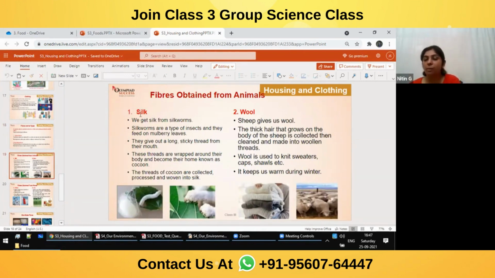Now, fibers obtained from animals, that is silk and wool. Silk, I told you, is obtained from the silkworm. What is a silkworm? It is a small insect, a worm-like thing. You can see here. Can you see here? It is just like a worm.